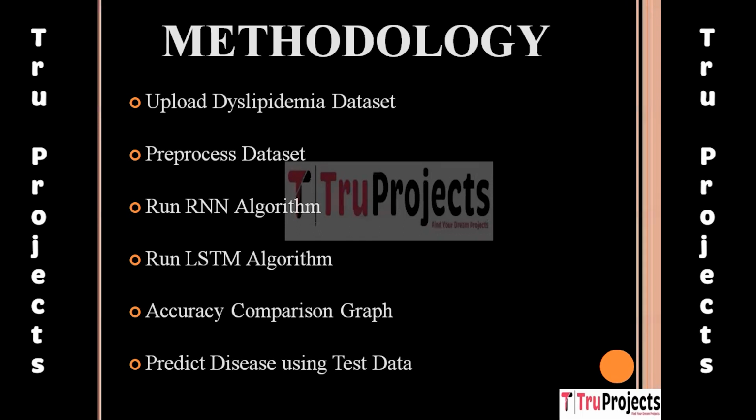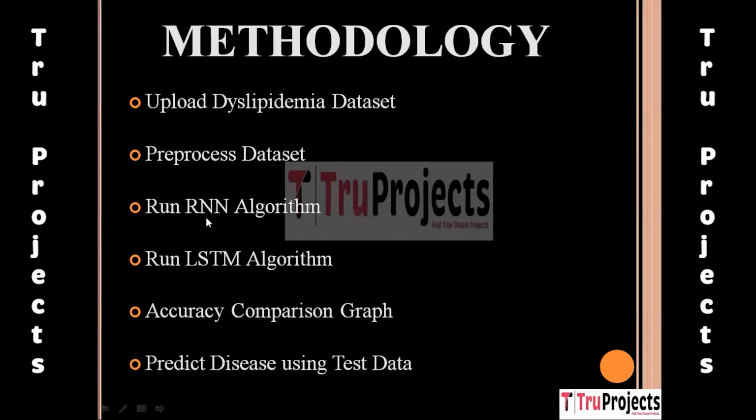The second module is pre-processed dataset. Upon uploading the dataset, this module is responsible for data pre-processing. Since deep learning modules require numeric inputs, this step involves transforming and cleaning the dataset. It converts non-numeric data into a suitable numeric format, ensuring compatibility with the chosen algorithms.